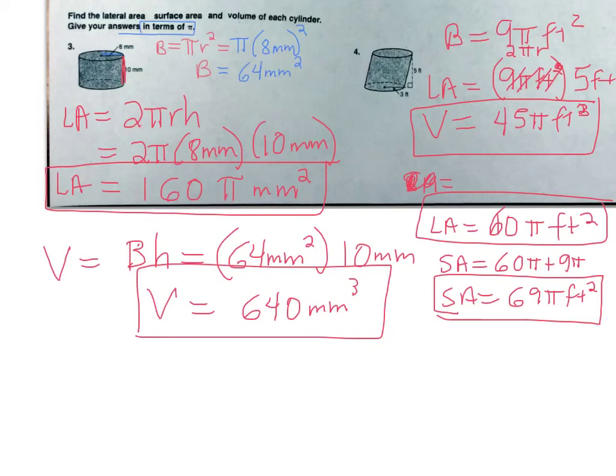Oh, it's supposed to be 18 because it's two bases. I'm sorry, guys, I'm running out of time here and making mistakes. Sorry about that. So it's 18 plus 60, it's 78 pi square feet. There you go. So lateral area is just 60. Area of the base is 9 pi square feet, and the surface area is 78. Okay, you guys, now let's go ahead and move on to the back of the paper. Let's go to the second page.